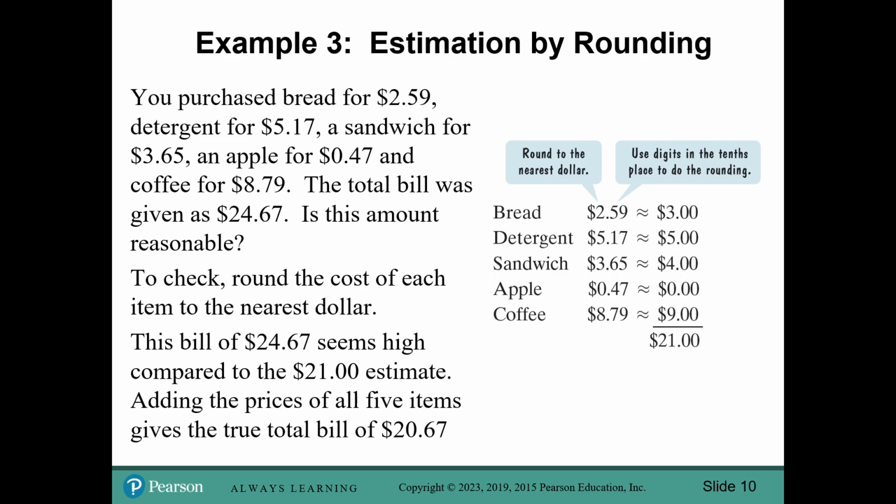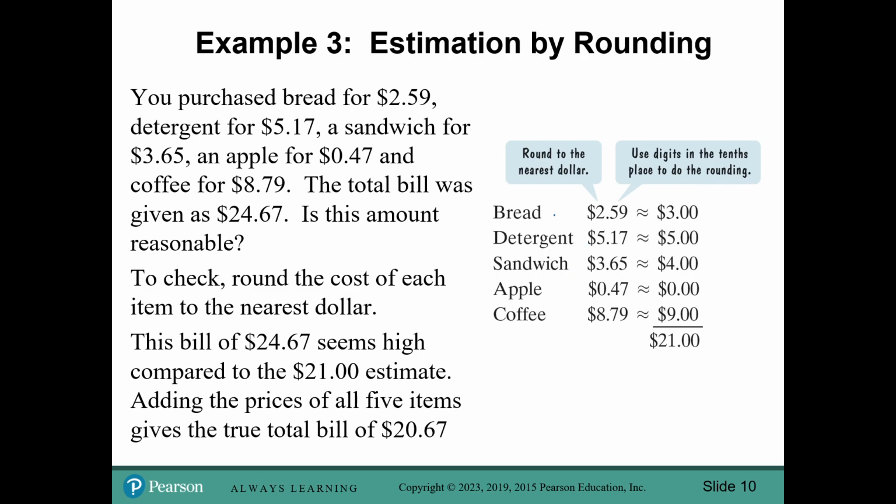Example 3. In estimation by rounding, you purchased bread for $2.59, detergent for $5.17, a sandwich for $3.65, an apple for 47 cents, and coffee for $8.79. The total bill was given as $24.67. Is this amount reasonable? To check, we want to round the cost of each item to the nearest dollar. That's what we'll do over here to the right.